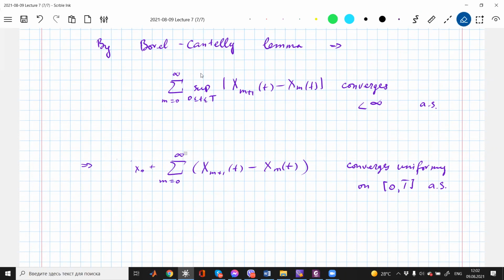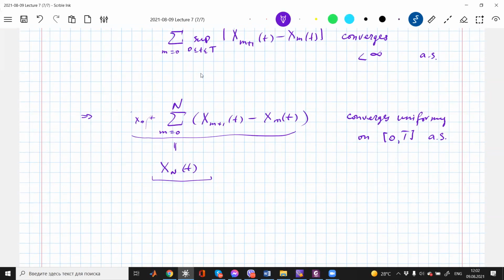Yes, let me write, for example, if I have here not infinity but n capital, what do we have here? From the other side, this is equal to x0 plus, just this x0 will be cancelled, so we have here just x n from t. So if the series converges uniformly, then this sequence x n also converges uniformly. So we see that this sequence has a continuous limit. So let us denote x from t as the limit, and we proved that this limit holds almost surely, and this limit is a uniform limit. So this process is continuous.